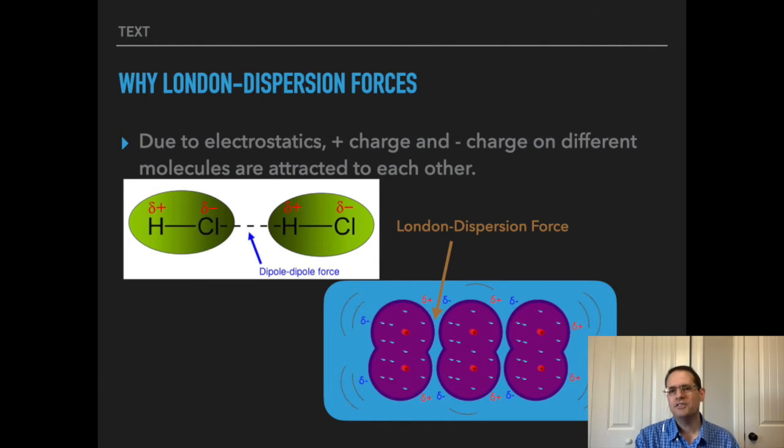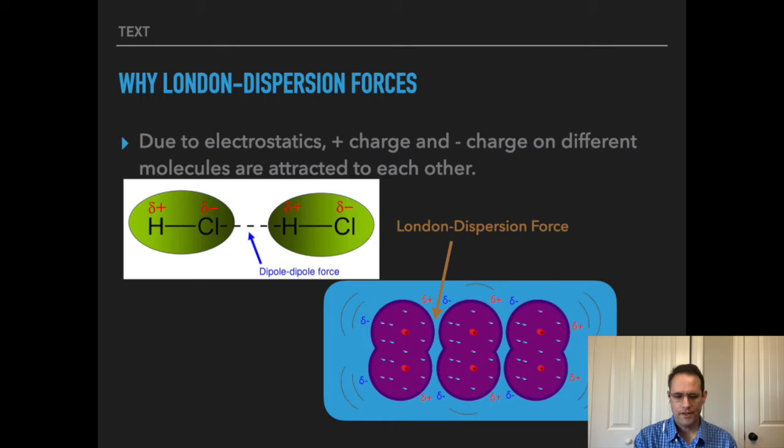Now, in contrast, the London dispersion force is a transient, very weak electrostatic attraction between two molecules, because the electrons from one molecule will be attracted to the positive parts, the nuclei, right? The nucleus is positively charged because of the protons. So the electrons will be attracted to the nuclei of other atoms and vice versa, okay? Again, it's just opposites attract.